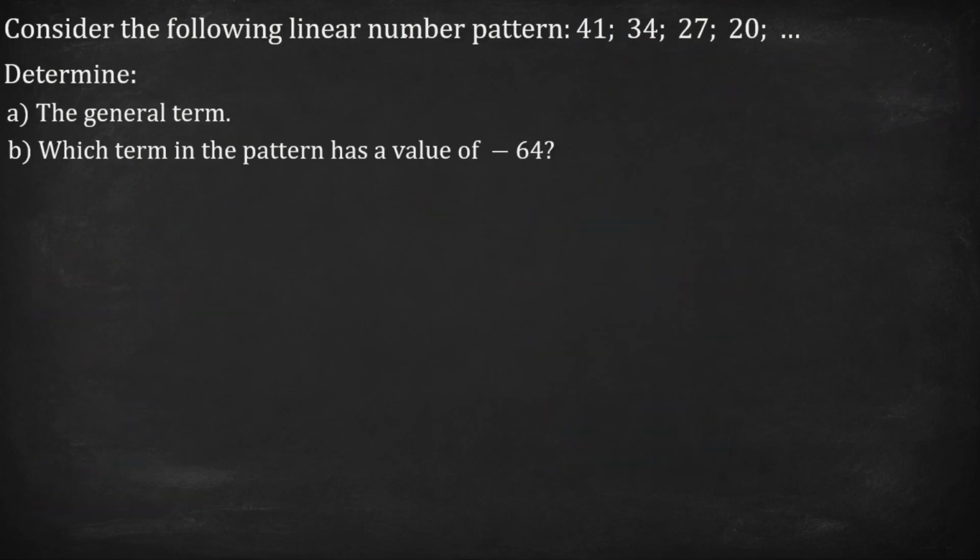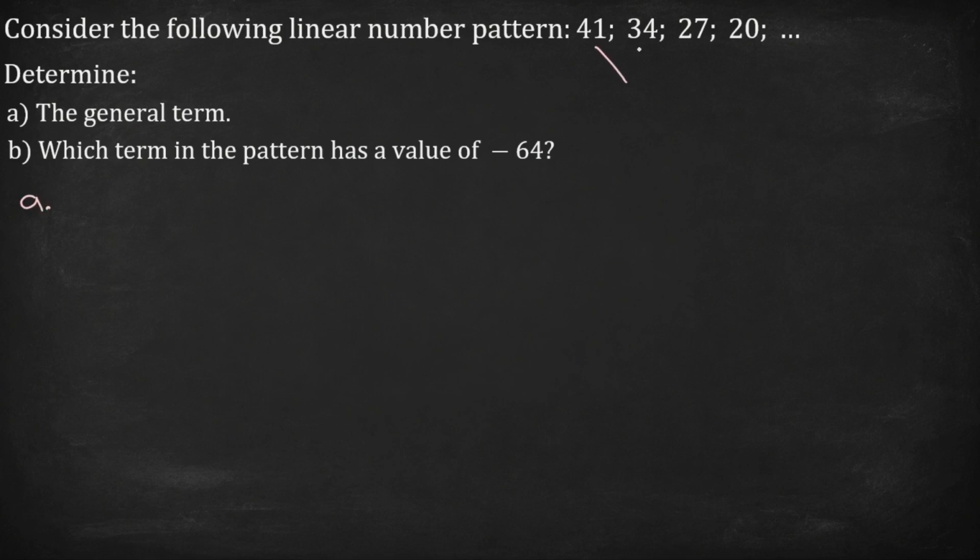Let's read example 3 together. Consider the following linear number pattern: 41, 34, 27, and 20. So we have to determine the general term, which we've done already in the previous examples. And then question B is a bit different. Which term in the pattern has a value of -64? So let's do part A first.